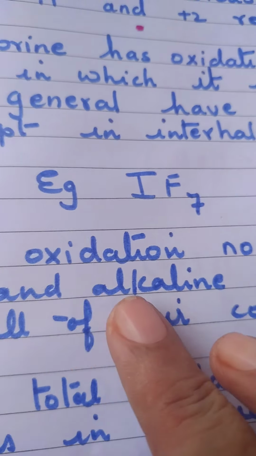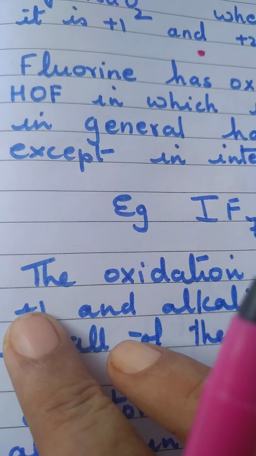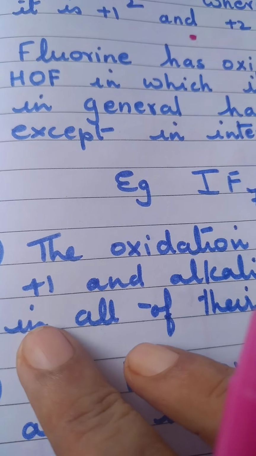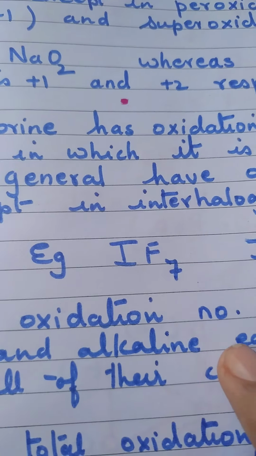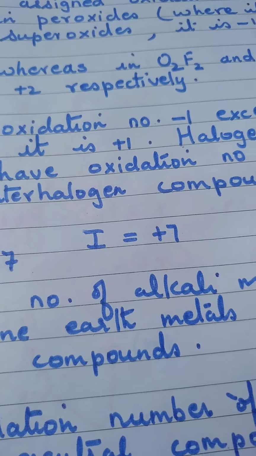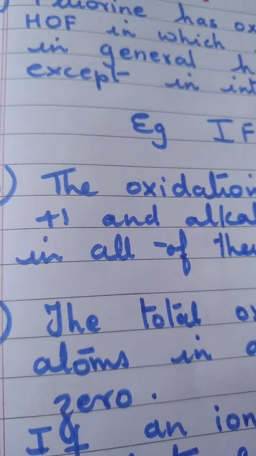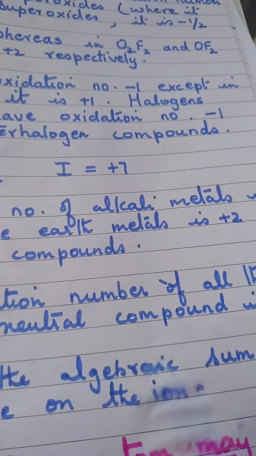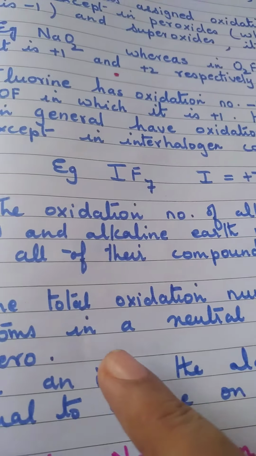Then we have the oxidation number of alkali metals is +1 and alkaline earth metals is +2 in all of their compounds. The total oxidation number of all the atoms in a neutral compound is 0.